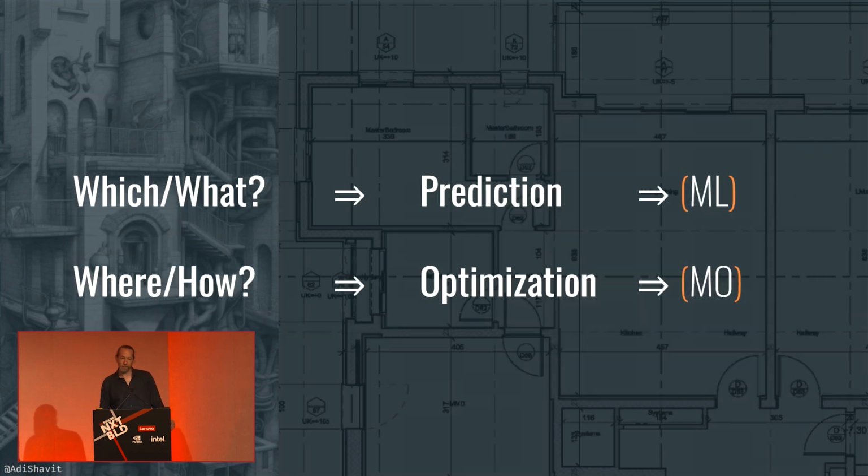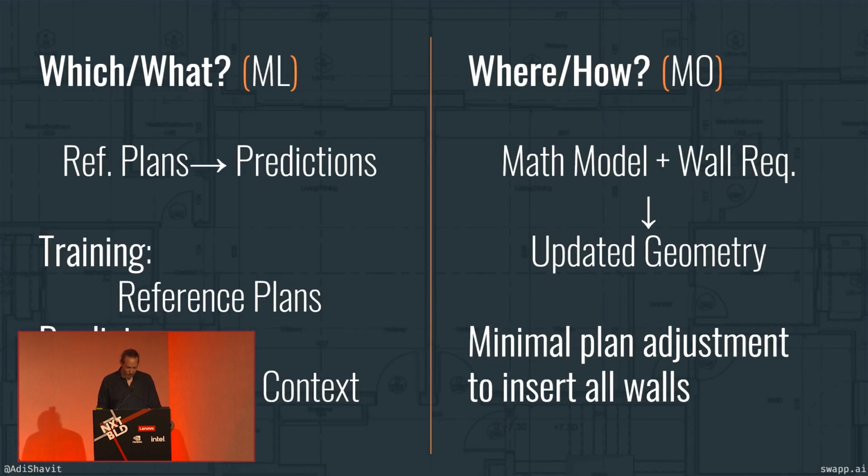So SWAPP does something similar. On the question of what goes where, we have our machine learning AI, which ingests many plans from our customer and understands how our customer designs buildings. And on the side of actually generating the walls for this particular project, we generate a large mathematical model which models the full building and solves it once in order to give an optimal solution.